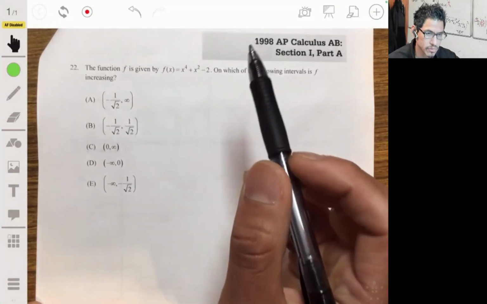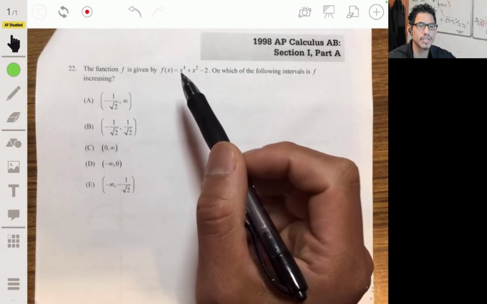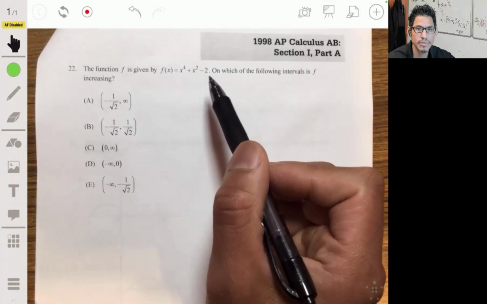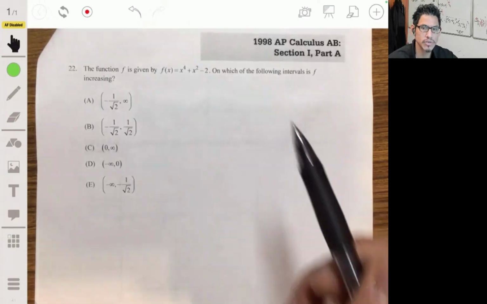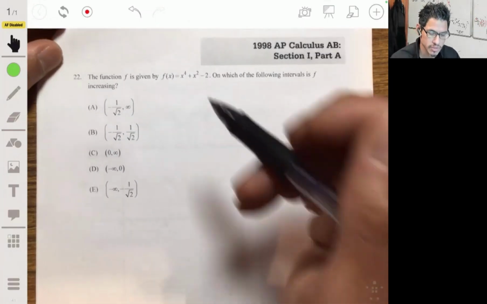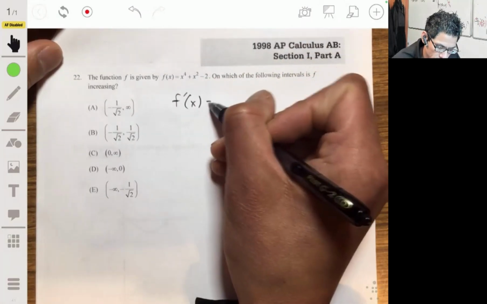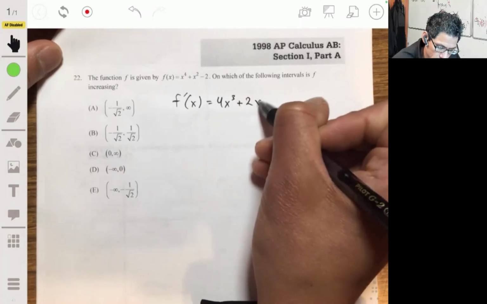All right, picking up on problem 22, the function f is given by this equation, x to the fourth plus x squared minus 2. On which of the following intervals is f increasing? Remember, to determine whether a function is increasing or decreasing, you want to look at the first derivative. So we have f prime of x will be 4x cubed plus 2x.